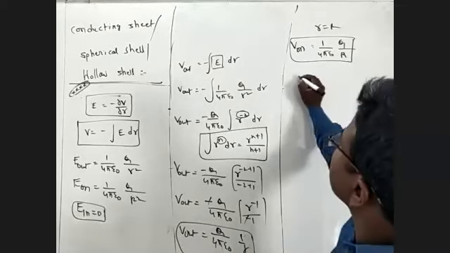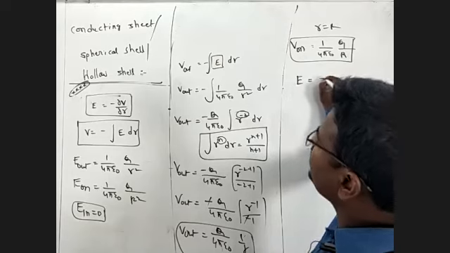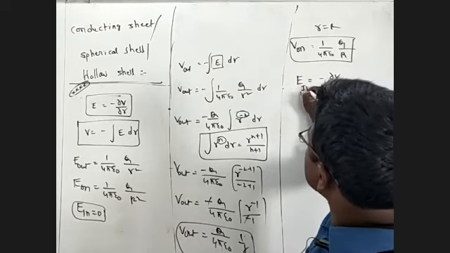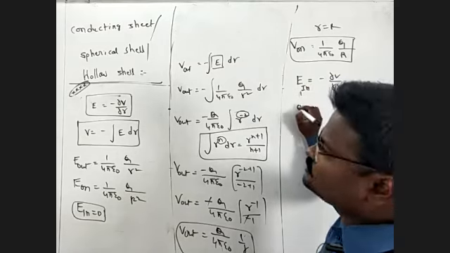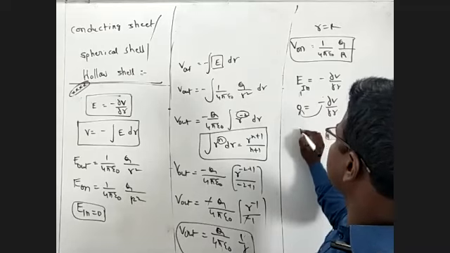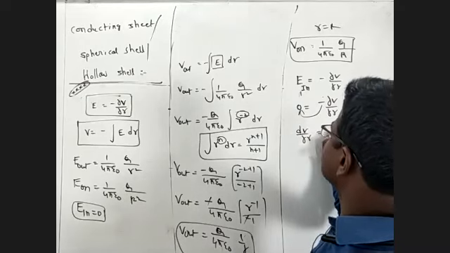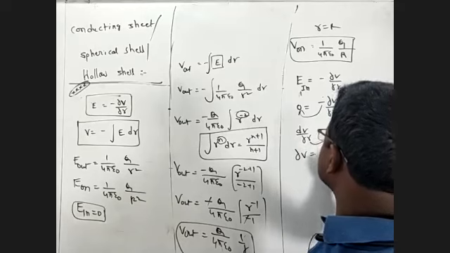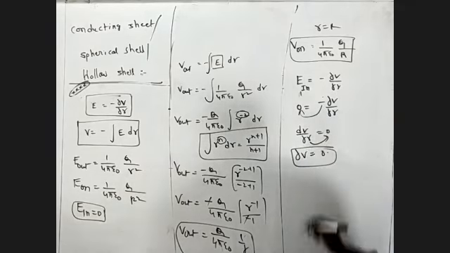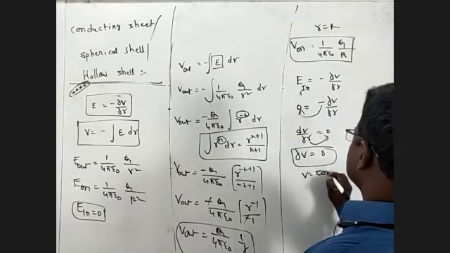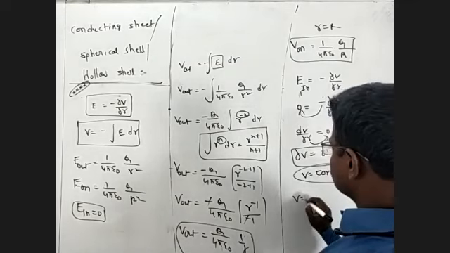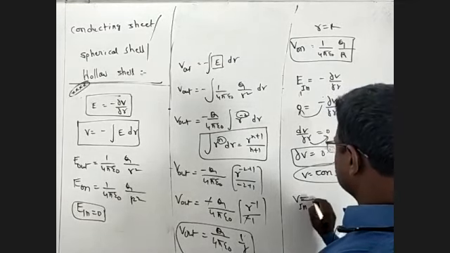E is equal to minus dV by dr. Now I'm going to calculate for E in. E in is 0, so minus dV by dr is equal to 0. That is dV by dr is equal to 0, so dV is equal to a constant. So V is equal to constant, and it is not zero. So V in is a constant, not equal to 0.